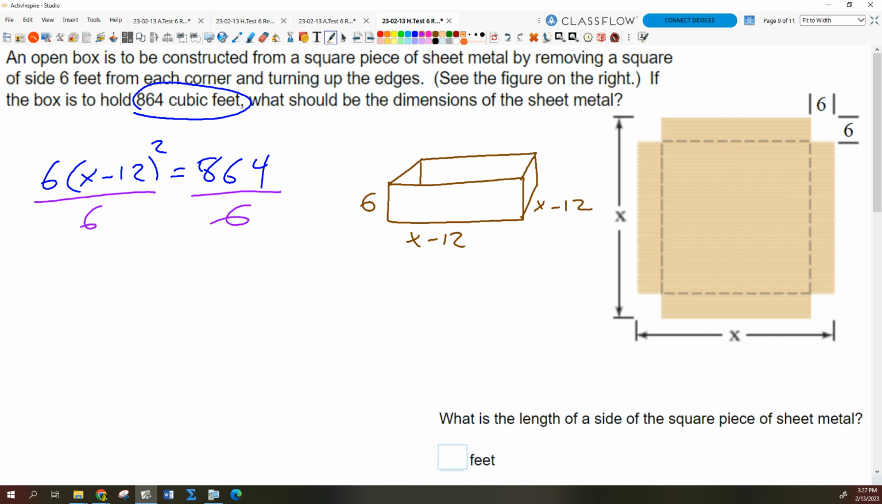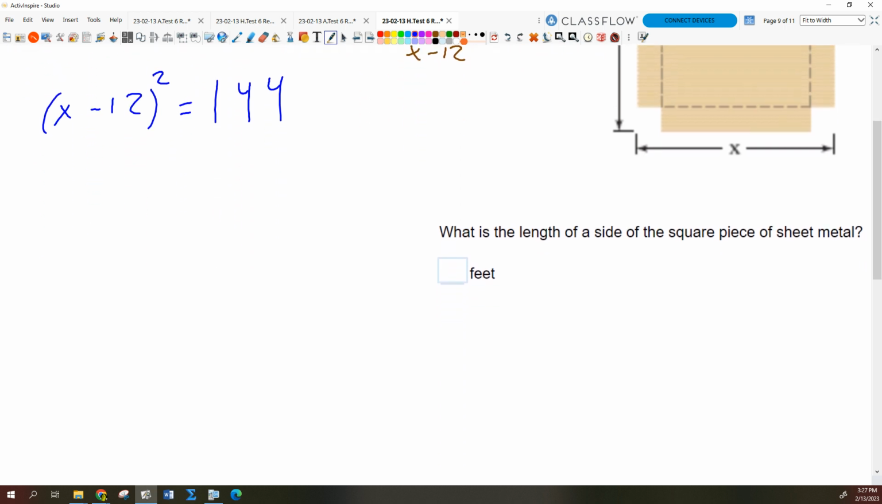So the 6's cancel. And look at this then. We end up with (X minus 12) quantity squared equals: 6 goes into 8 once with 2 left over, 6 goes into 26 4 times with 2 left over, 6 goes into 24 4 times. Okay, this is looking pretty easy. What do I do? Square root. So X minus 12 equals, no, plus or minus 12.